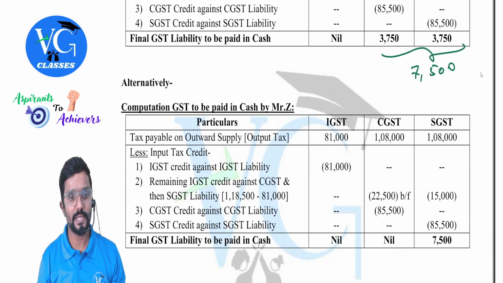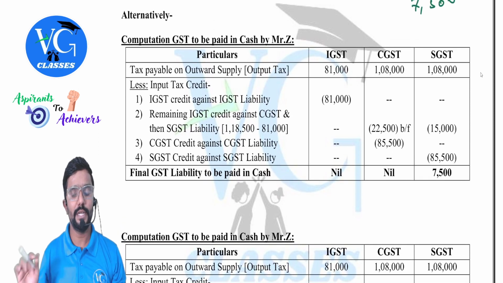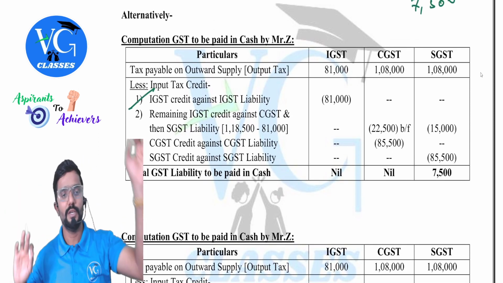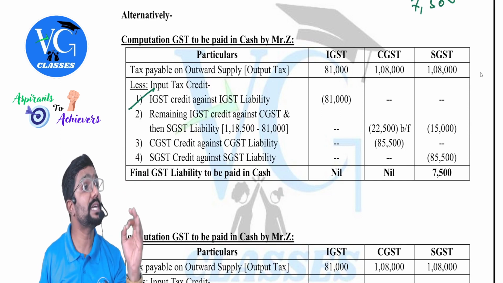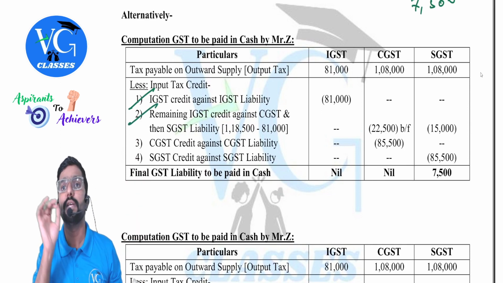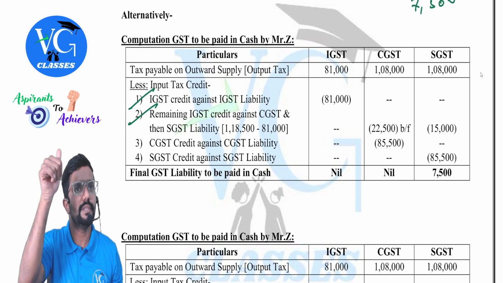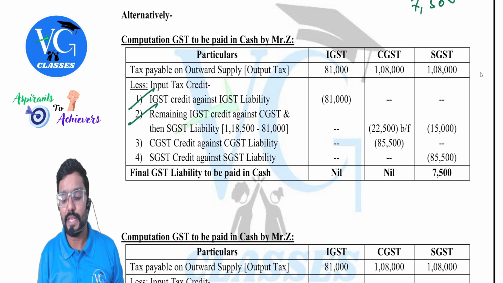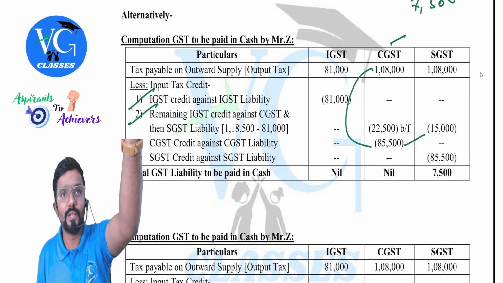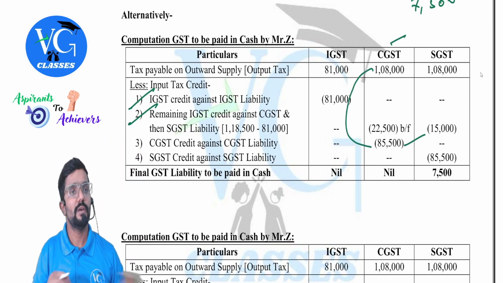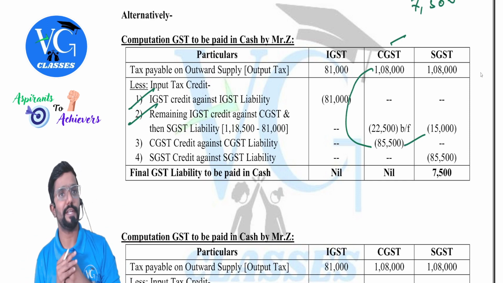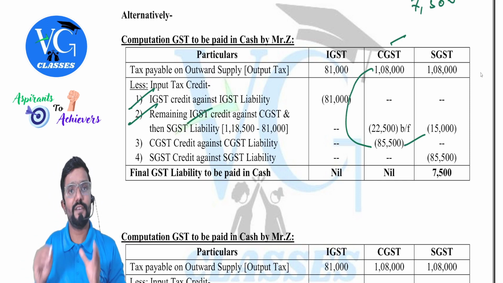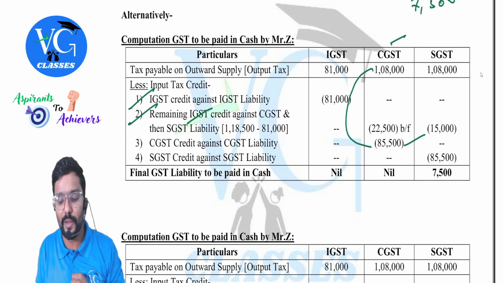Let me do it. Please observe. Alternatively, step 1 is the same, copy paste. Step 2, how much credit do we have? 37,500. First I will see CGST, how much credit I have? 85,500. Use it fully. Now what is the remaining balance? 1,08,000 minus 85,500, the balancing figure is 22,500. So from the remaining IGST, first I will use 22,500 against CGST.